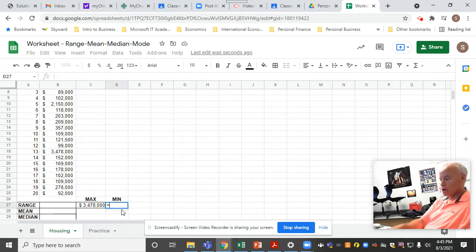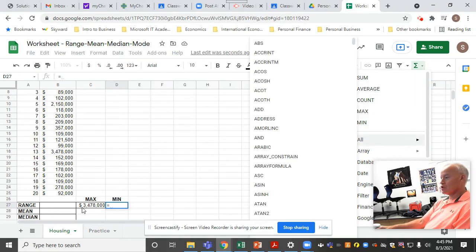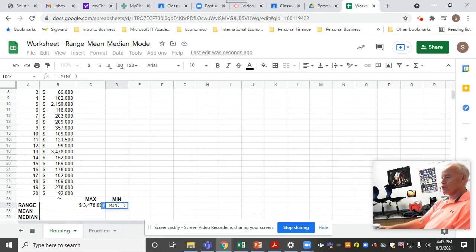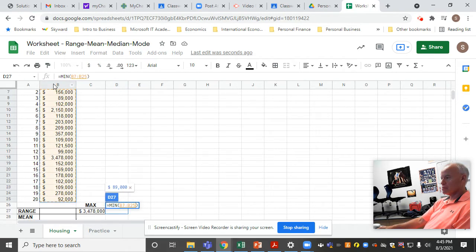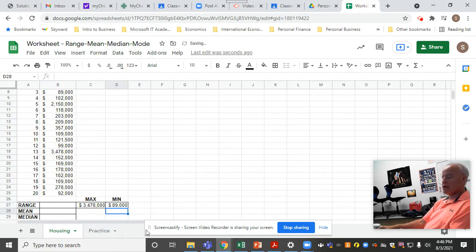What's the min? Equals, and by the way, you can find that either by typing in MIN, or over here in your function area, you can find max, min, average, sum, so on. So I could come over here to my little Greek epsilon and say min, and it's going to say, what's your range? I'm going to say I want B6 through B25. My min is 89,000.